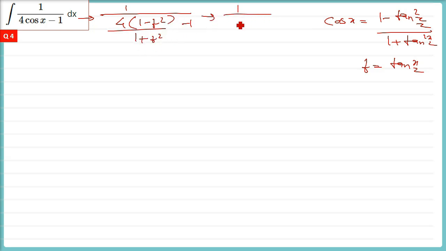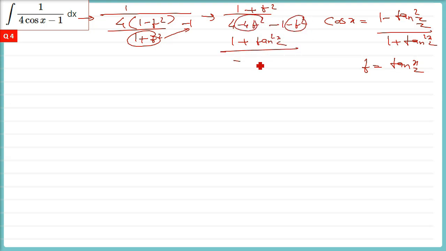So this will be 1 by 4 minus 4t square and minus 1 minus t square. Okay, this 1 plus t square in the denominator will go upstairs, that is 1 plus t square. So 1 plus tan square x by 2 it will be. In the denominator you have minus 4t square and minus t square will give you what? It will be minus 5t square. And 4 minus 1 will give you 3. So you can have a 3 here. 3 minus 5t square. 3 minus 5 tan square x by 2.